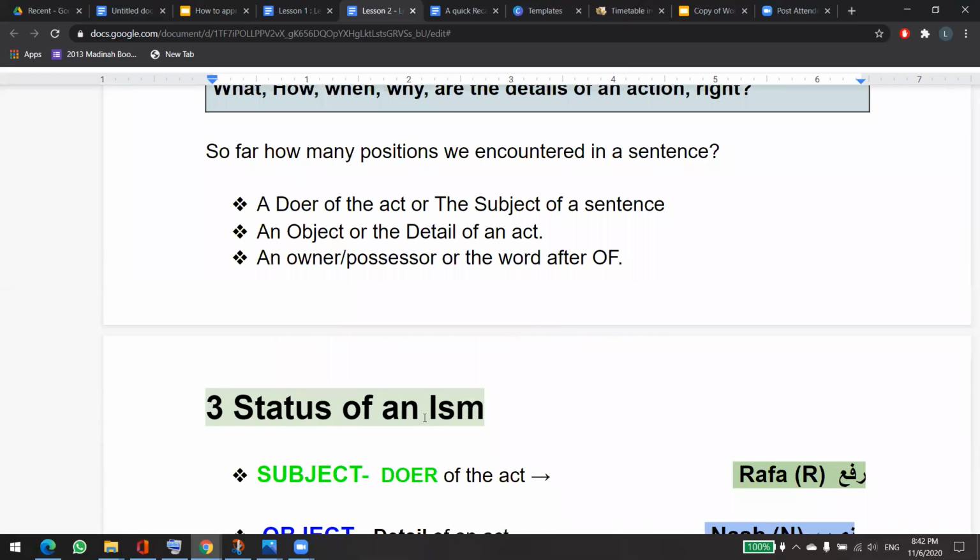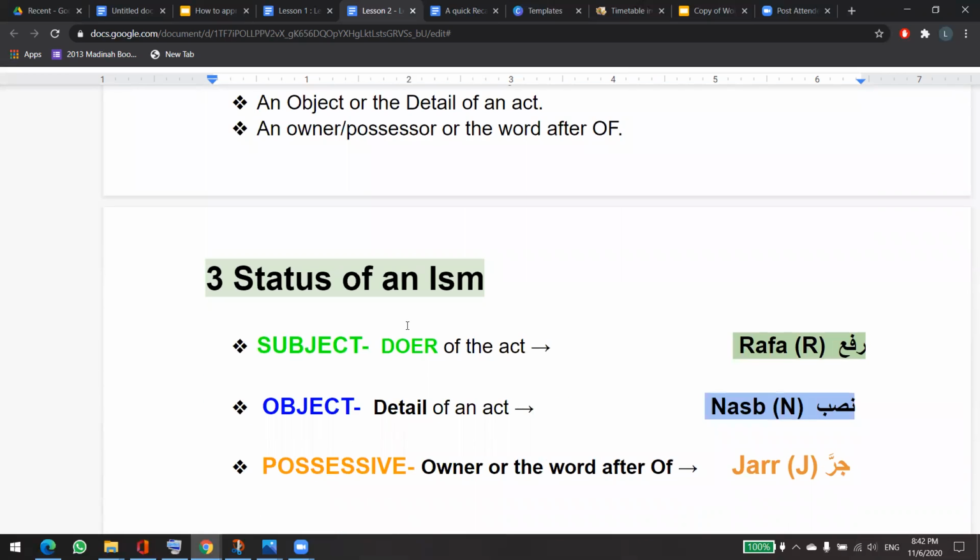Now we come to know the three status of an ism. So in Arabic grammar, there are three status of an ism: Rafa, Nasab, and Jar. Repeat after me, because this is very, very important. I'm telling you, the status of an ism is an important topic, and understanding it helps you a lot in learning Arabic. So Rafa, Nasab, Jar.